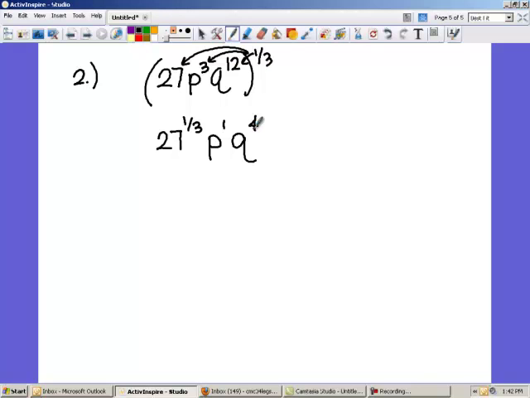And then I look to see if I can do anything else with this. If I change this to the cube root of 27, I know that that's actually a 3. And so my answer is 3p q to the 4th.